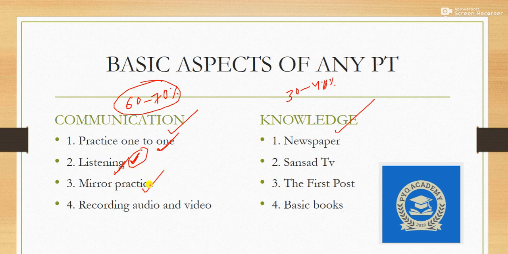Then mirror practice is important to manage your expressions and also your hand movements. So have a good chair, having arms, and a large mirror in which you can see your full view, and then you can practice there. You can practice simple things like describing yourself and answering some questions. And then if you want to check your fluency and your pronunciation, start recording audio or video. This will help you.